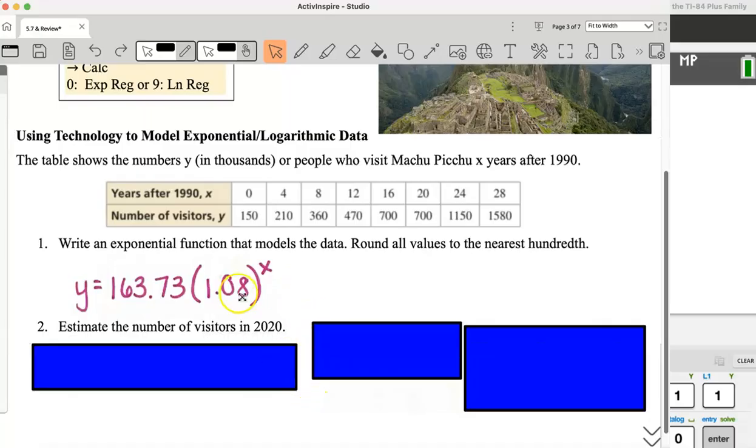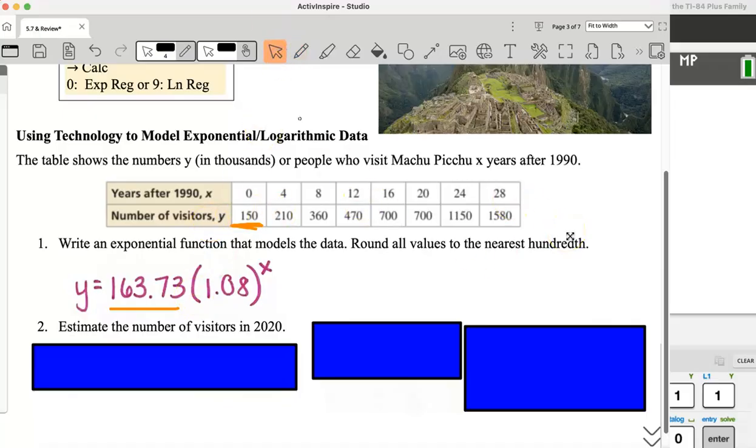So this makes sense because it's an exponential growth function and your growth factor is above 1. We also know from the exponential lessons that this is going to be growing by 8%. And then our first number is your initial value, which makes sense because it's almost close to our original starting value.